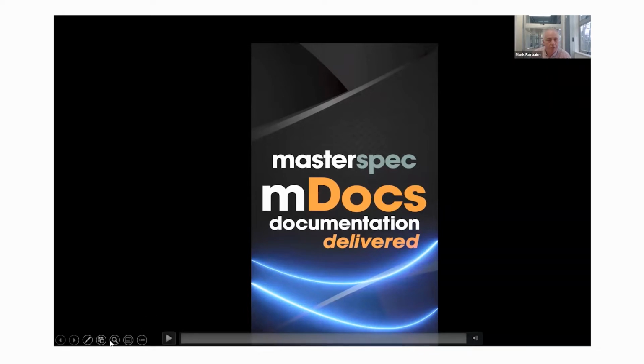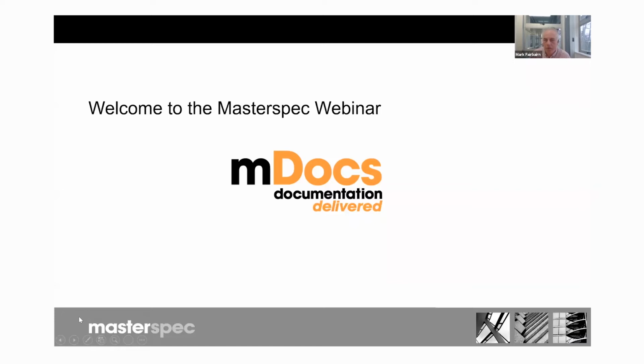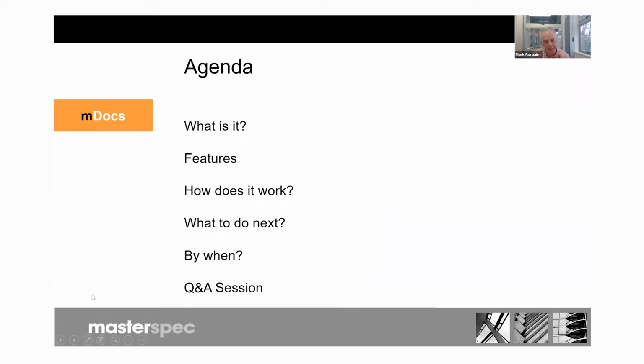And we're going to cover off a little bit today about mDocs. So mDocs is documentation delivered to you. So let's have a look at the current situation, what you've currently got, and how we're going to improve that for you. So we're going to look at today what it is, some of the key features for it, how does it work for you, what you need to do next, if anything, and when. And then we're going to have a little Q&A session, and I'm going to invite the rest of the team in as well. And you've got the opportunity to ask us some questions about the new features, etc.